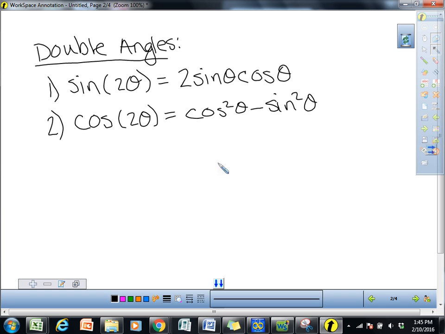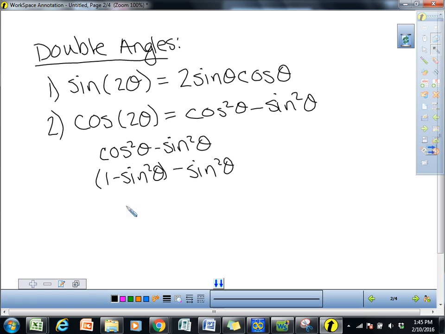And that one we can manipulate a little bit more because we have cosine squared theta minus sine squared theta. We can turn cosine squared into 1 minus sine squared using our Pythagorean identity. And then we can combine like terms to get 1 minus 2 sine squared theta. So that means the exact same thing as cosine squared theta minus sine squared theta.